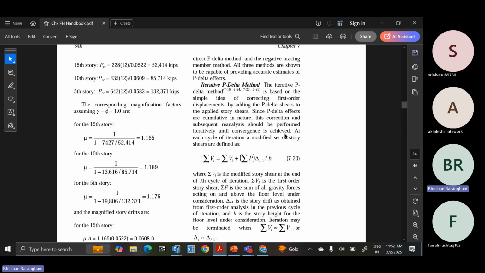So P delta analysis is also elastic analysis only. However, it gives the second order effect, in which there is a geometric nonlinearity. Geometric nonlinearity means the structure is moving from one initial position to a second position due to the sway.